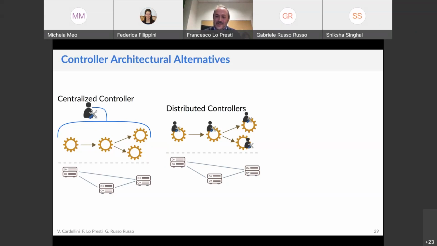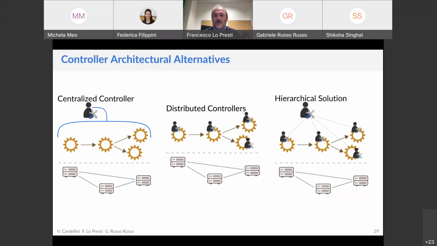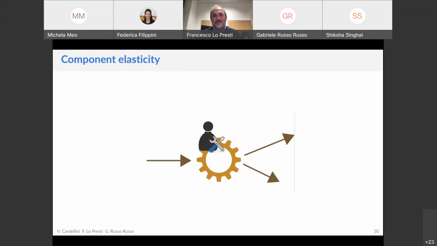Sometimes we have solutions that lie in between, where we have a decentralized controller plus a hierarchical component that oversees the operation of the single controller. So our starting point will be with the component elasticity of a single component, which can be a very simple problem, but we will see that it easily gets very complex when we deal with heterogeneous resources or heterogeneous environments.